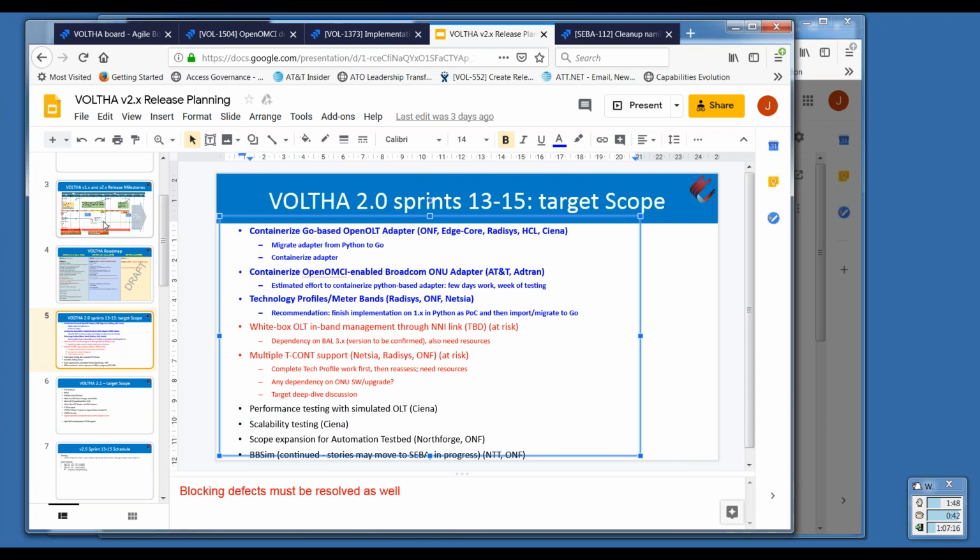Okay, then let me go back to our roadmap. Any other questions for Ken before we move back to the roadmap? Matt, you are very focused on the Python OpenONU containerization, right? I think the ONU adapter is also under your lead. So is that something happening in parallel, or do we have to wait? No, it's happening in parallel.